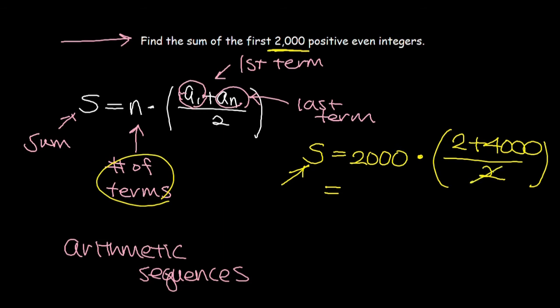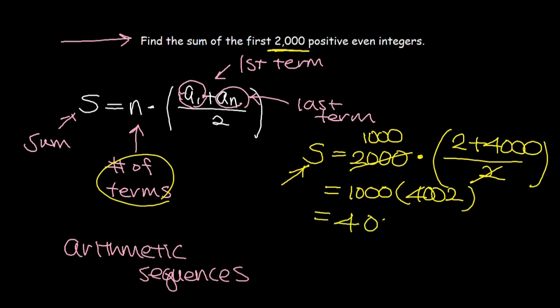2,000, you can cancel that out to be 1,000. So it'll be 1,000 times 4,000 plus 2, which is 4,002, equals 4,002, and you've got to add the 3 zeros at the end. So you'll get 4,002,000. And that is actually the answer to this question. 4,002,000.